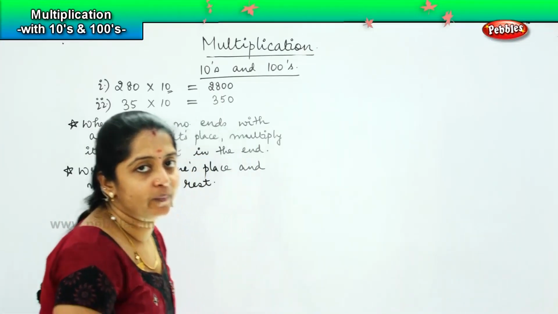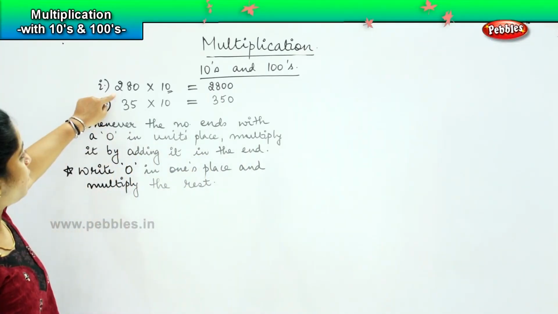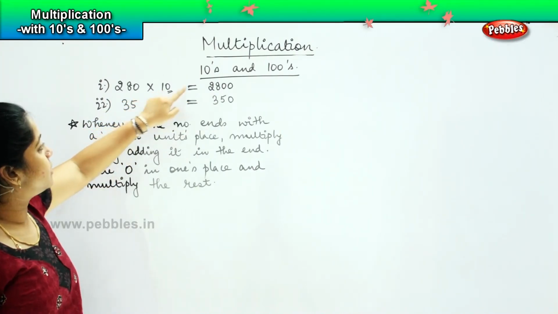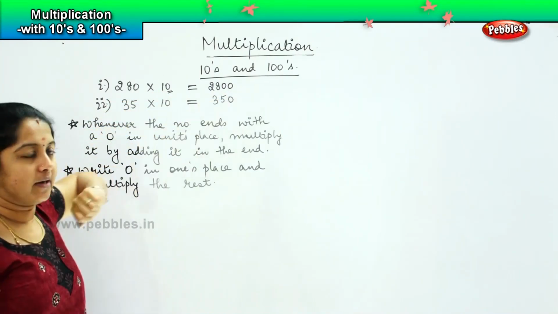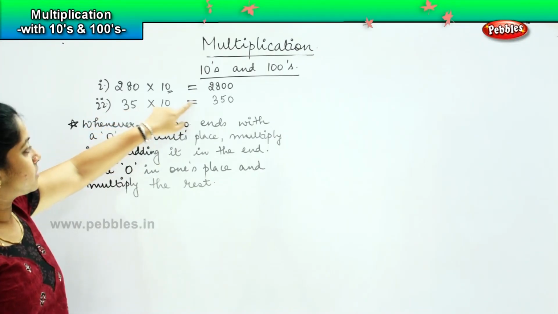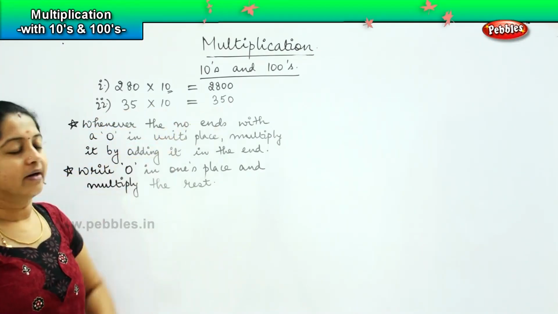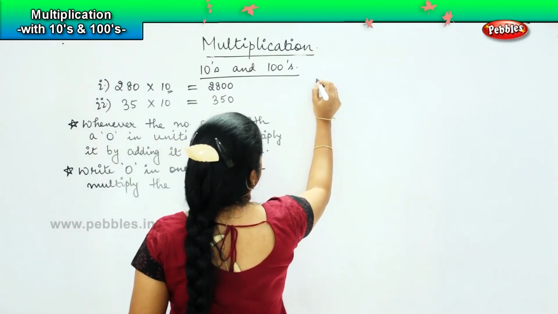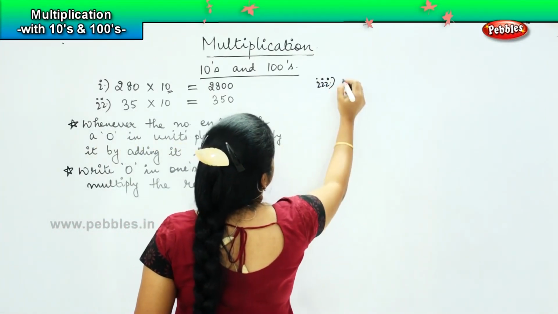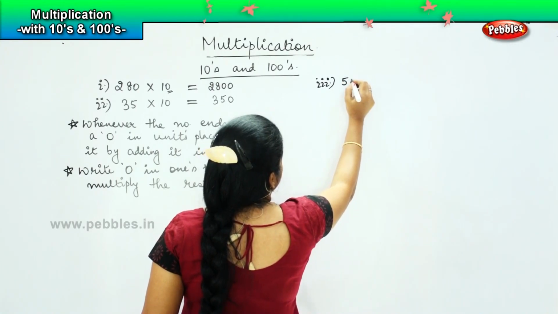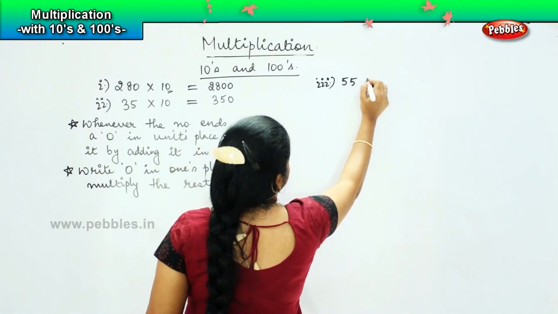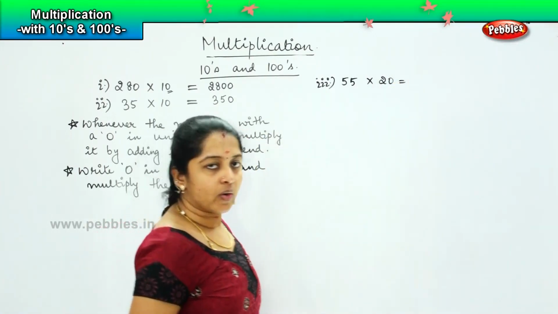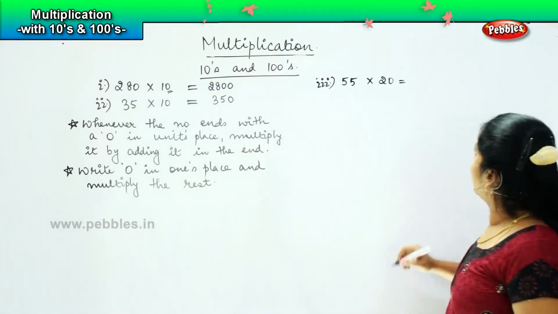is ending with 0. Okay, say here it was 28 into 1, which is 28, and then 0 we have added towards the end. Similarly 35 into 1 is 35 and 0 we have added towards the end. Now similarly, if I have any other number, say for example 55 into 20. Okay, so in that case what will I do?